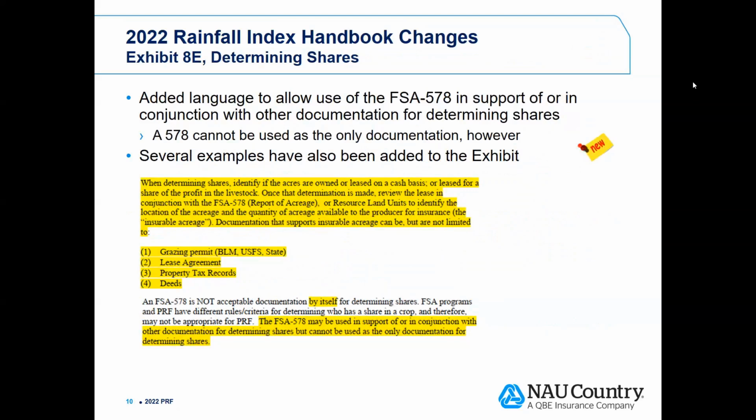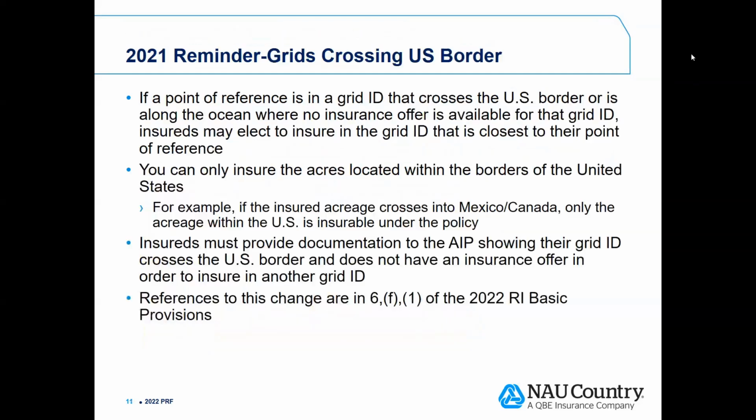Now they've backtracked on that and they are allowing us to use the 578. It's just more supporting documentation. It can't be the only thing. We're going to look at the lease and see what the lease says, and then for verification, we can use the 578 to help verify. Look at the grazing permit, look at the lease, property records, basically letting us go back and utilize the 578, which I do believe is a good change to help verify share.